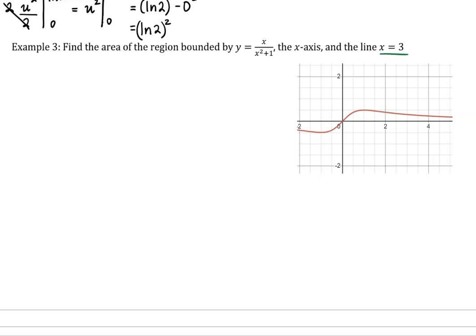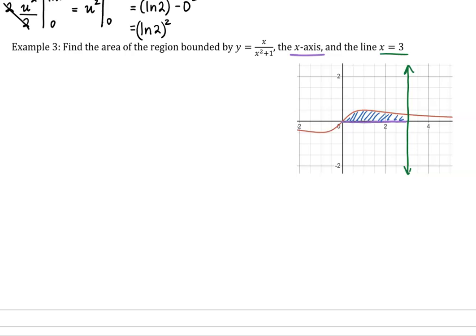This is what the function looks like. Here is x equal to 3. X equal to 3 will be right there. That's the vertical line, x is equal to 3. And so what we're finding in this problem is what this area is here, because we're bounded by the curve and we are also bounded by the x-axis. So I'm not going to go below the x-axis. So we're finding the area of that region shaded in blue.